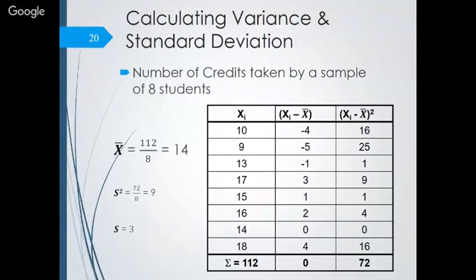Okay, then we have to square it up. So minus 4 squared is 16, minus 5 squared is 25. Like that, we square it up. Again, add it up. The total is 72. So 72 divided by 8. 8 is the number of observations. We'll get 9. 9 is the variance.